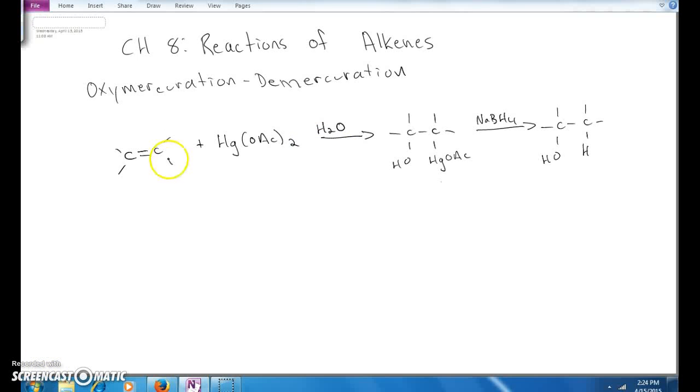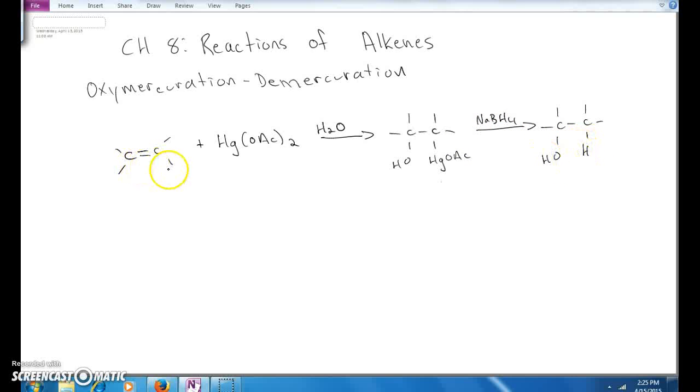Another type of addition reaction involving an alkene that will form a Markovnikov type product with an alcohol is the Oxymercuration-Demercuration process, which uses this mercuric diacetate structure, Hg(OAc)2, which I'll elaborate on in just a moment, with the addition of water to form an alcohol and a mercuric acetate linkage, which can then be removed with a reducing agent. This reducing agent is known as sodium borohydride, and it'll put a hydrogen there.